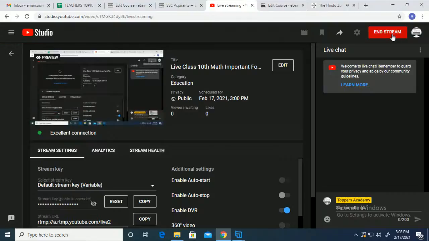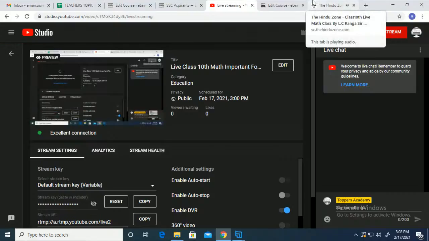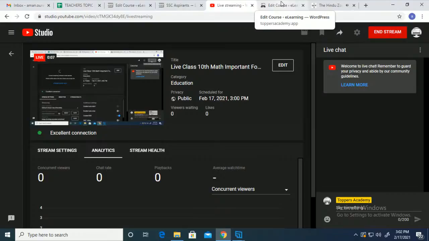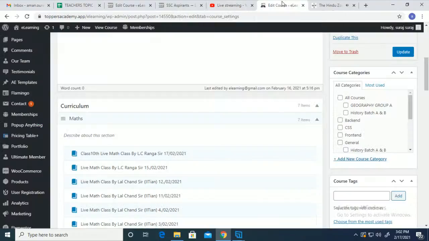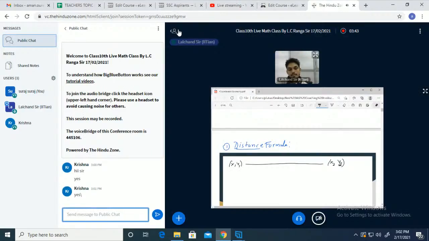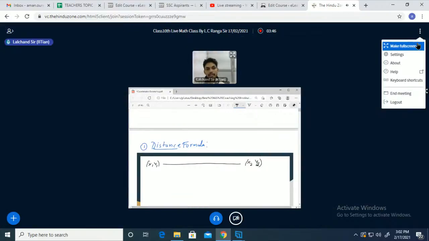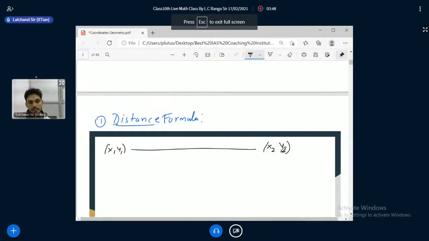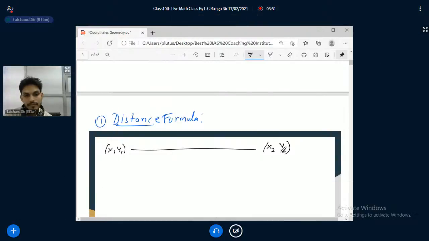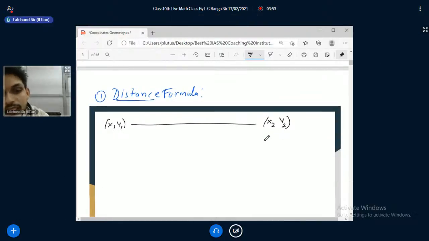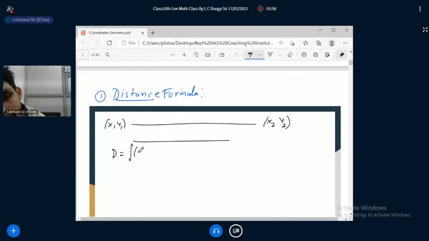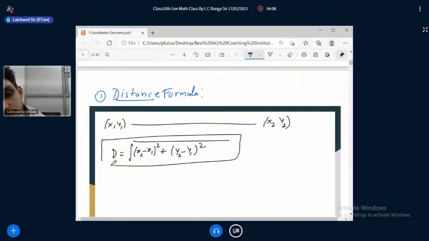Distance between 2 points. The first point is x1, y1, and the second point is x2, y2. Can you tell me the distance formula? Do you know the distance formula? Okay, so our distance formula is simply the square root of (x2 minus x1) square plus (y2 minus y1) square. That is our distance formula, isn't it?